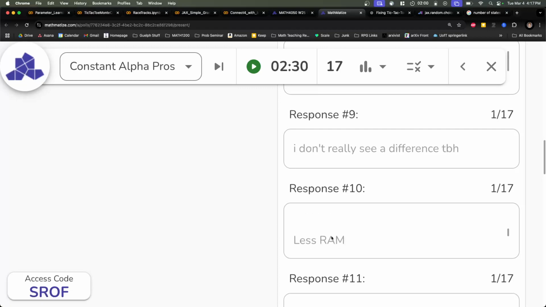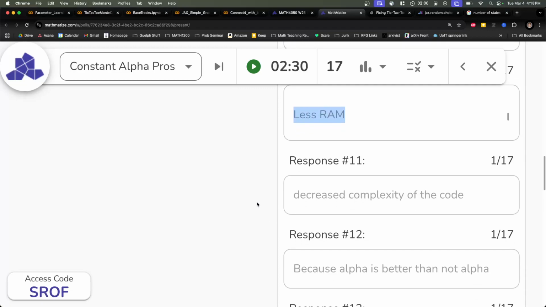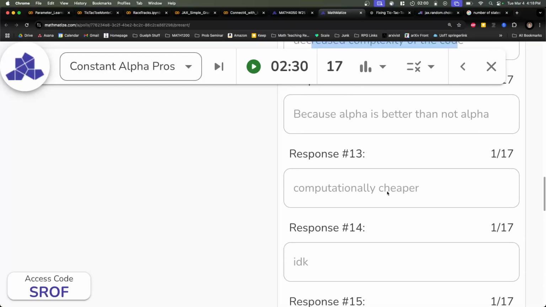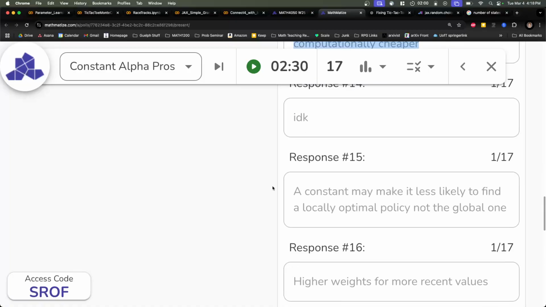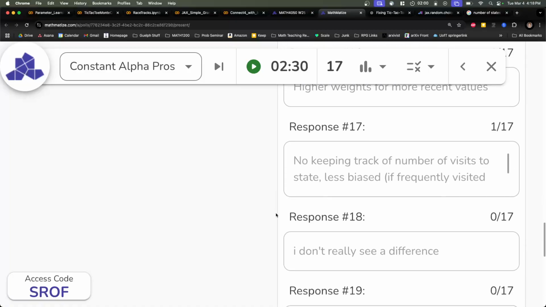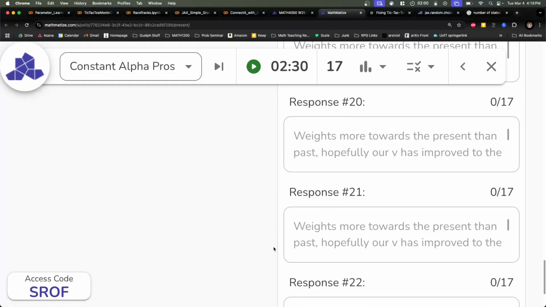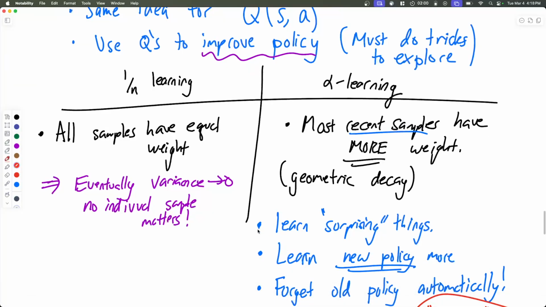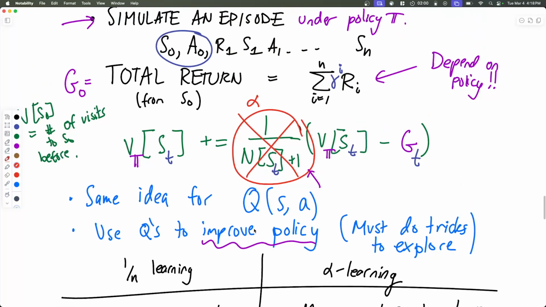This is kind of along the idea of what I am going for as the next thing. Less RAM. Decreased complexity of the code. Same kind of similar thing. Cheaper. These are all the same idea, which is saying that somehow the... all right, I think we got mostly these ideas. So somehow the alpha, not only is it better in some sense of forgetting the past, but there's something about it that's even easier. What is even easier about the alpha compared to the n?